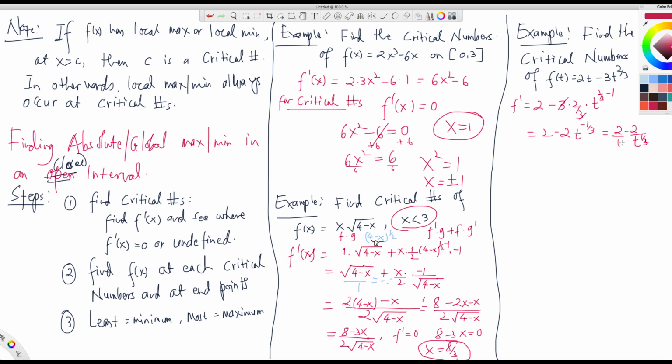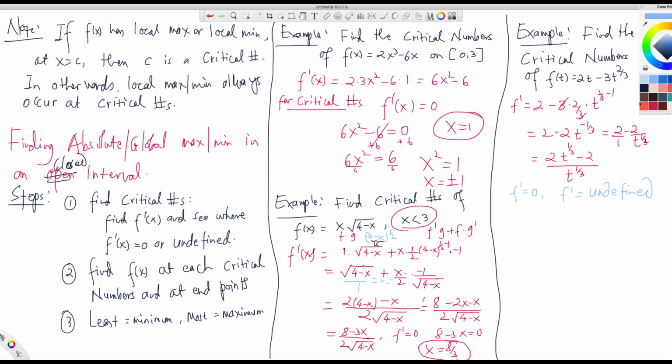I want to combine that, right? So what do I get? This equals 2t to the 1/3 minus 2 divided by t to the 1/3. You see that? So for the critical values, either f prime must be 0 or f prime must be undefined, right? This is needed for the critical value, right?